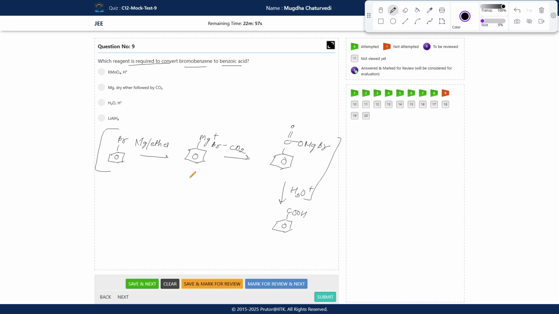In this case, we are using Grignard's reagent, okay. So the correct option will be Mg dry ether, which is followed by CO2, okay. So this converts bromobenzene to benzoic acid, okay. So the correct option will be second option, okay. Now let's see the next question.